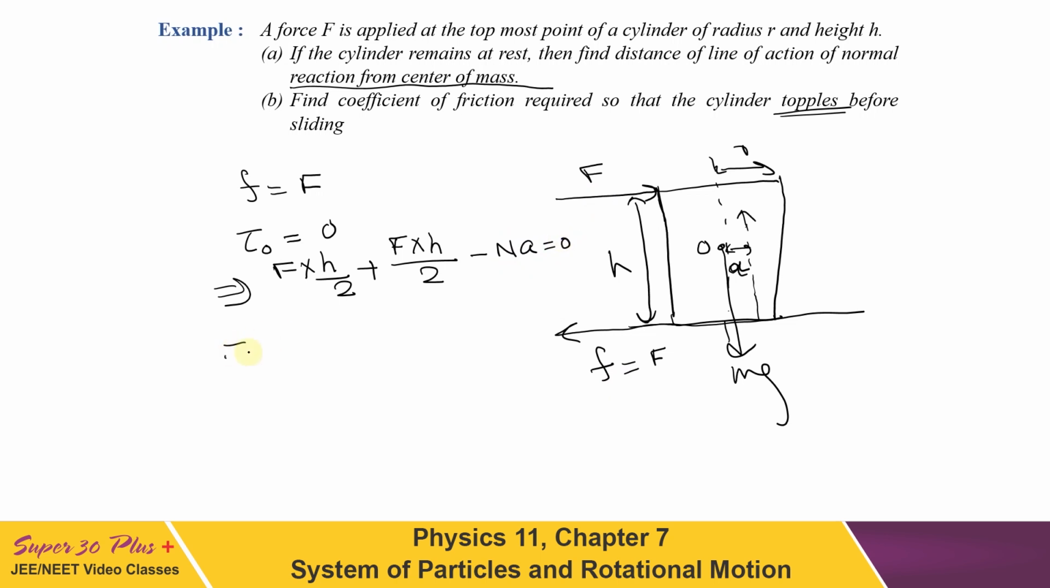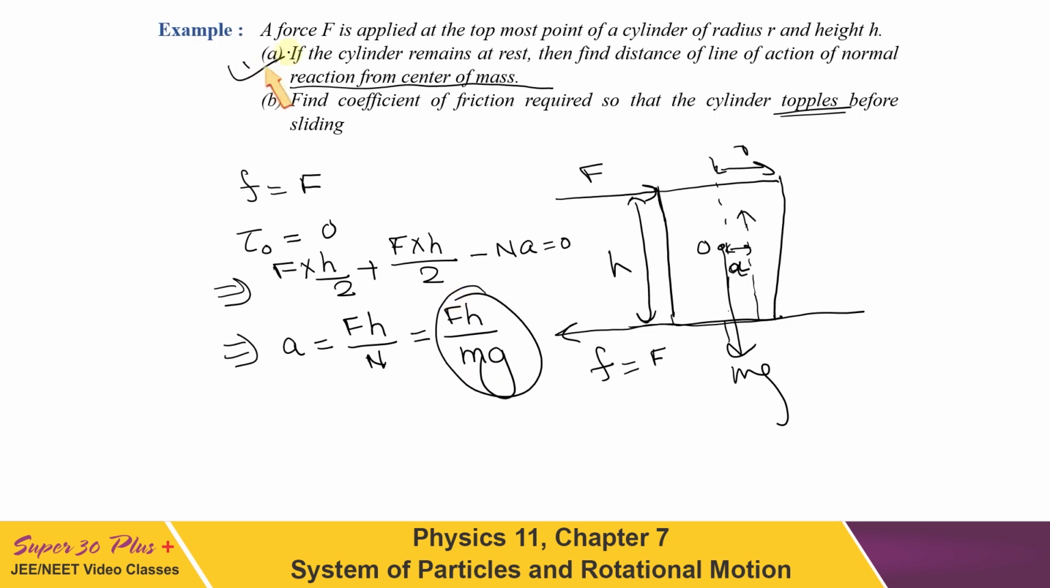Now on solving, we will get the value of A being equal to FH upon normal, and normal, as you can see, can be written as mg, so it will be equal to FH by mg. So this is the value of shifting, which is our part 1. Now for this next part, we have to consider toppling. So about which point will it topple?